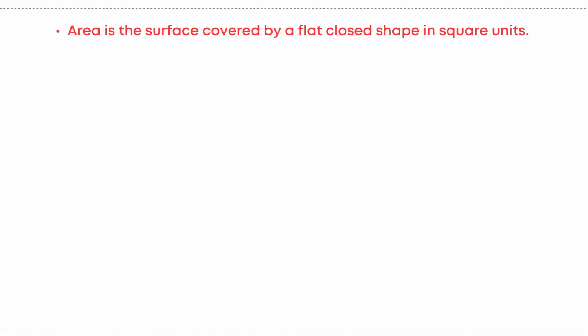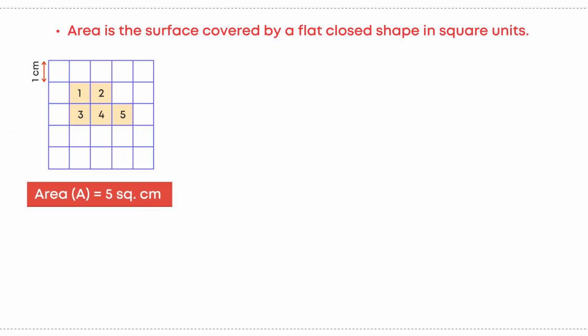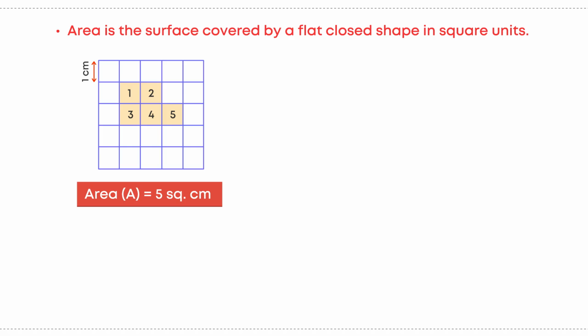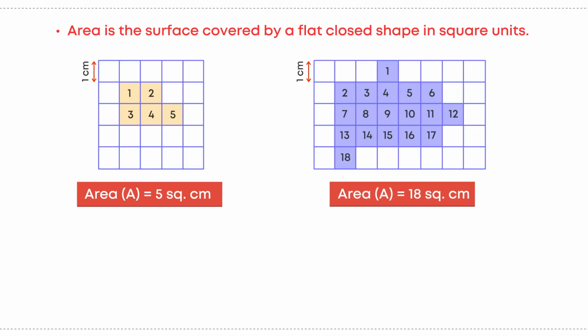Area is the surface covered by a flat closed shape in square units. Area A is equal to 5 sq cm. Area A is equal to 18 sq cm.